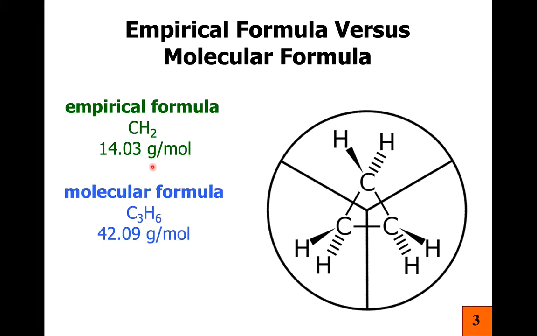the mass actually tells us the same story. So the mass of one of these fragments is 14.03 grams per mole. The mass of the whole molecule is 42.09 grams per mole. And so the mass of the empirical formula is contained in the mass of the molecule 3 times. And so there's 3 of those CH2 units. And we don't write it this way though, we write it all together. So there's 3 carbons and 6 hydrogens. C3H6 is the formula for this molecule.